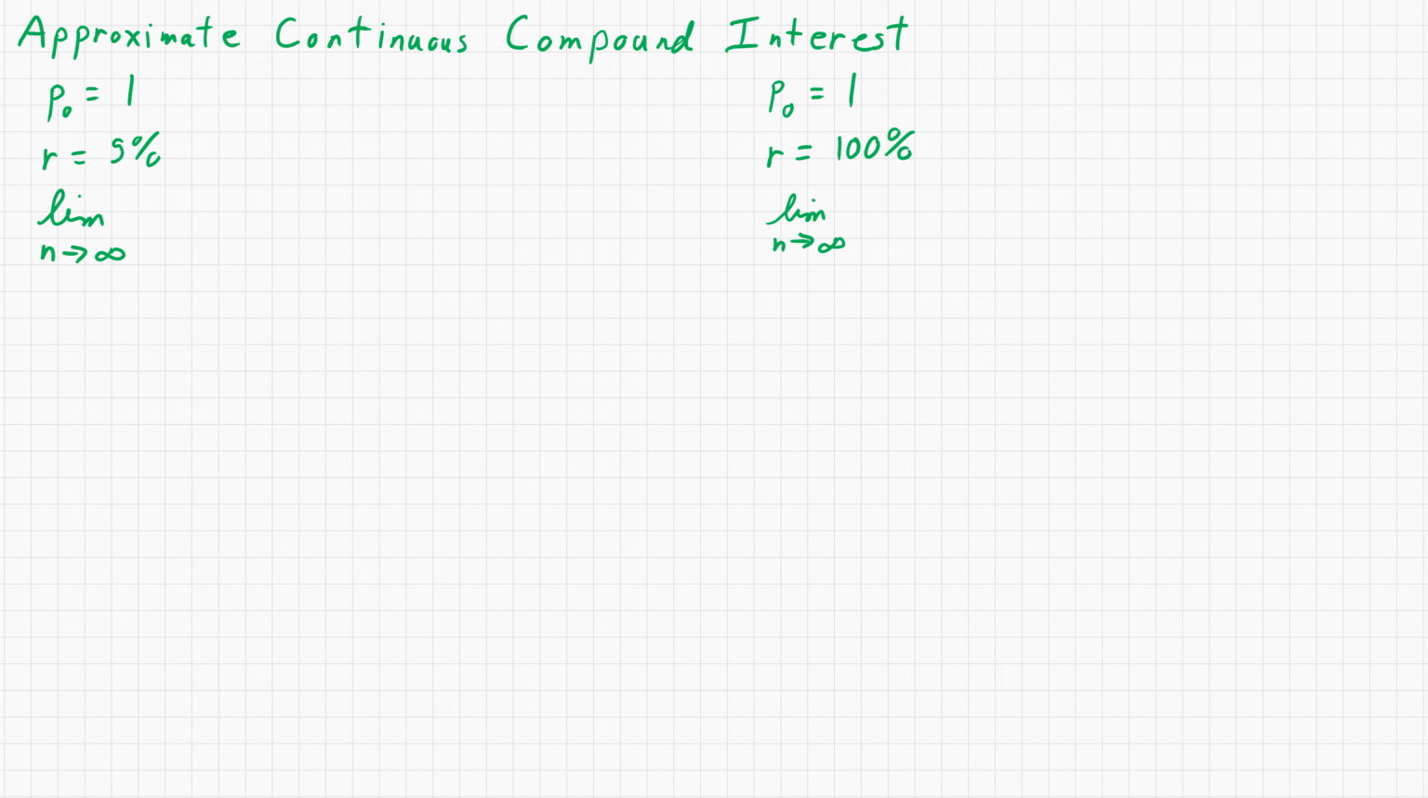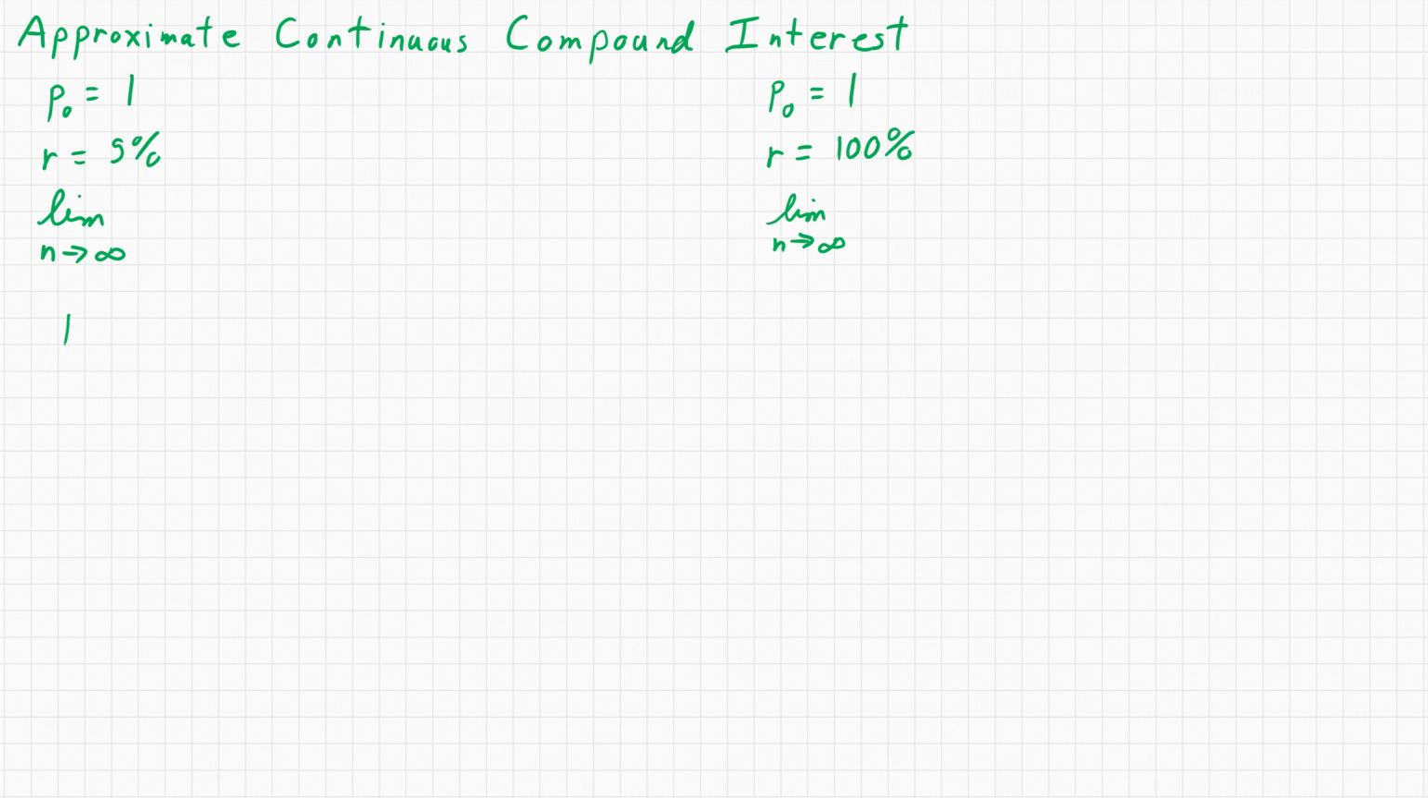So we've got two cases here. Both of them are going to have an initial value in the savings account of 1. And then this interest rate is going to be 5%, and this interest rate is going to be 100%. And we want to try and figure out what happens as n goes to infinity. Little problem: with n going to infinity, we can't plug in infinity and actually calculate it.